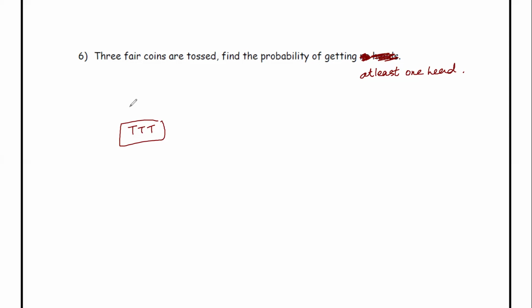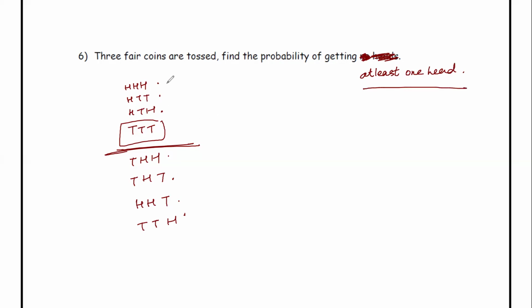So let me write it down again for you, for those people who want to understand this properly. So this is THH, THT, then it will be HH and T, and it'll be TT and H. So out here, if you see, all of these have at least one head to it, as you can see. Got it? So if the question is three fair coins are tossed, find the probability of getting at least one head, no need to just write down all of these things.